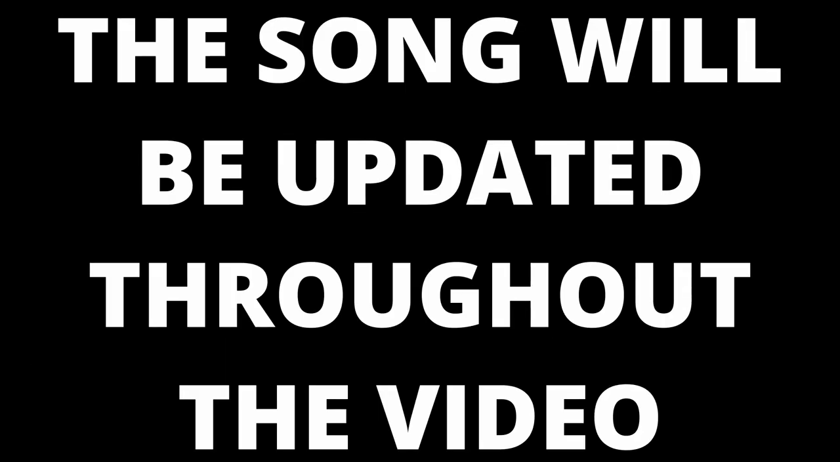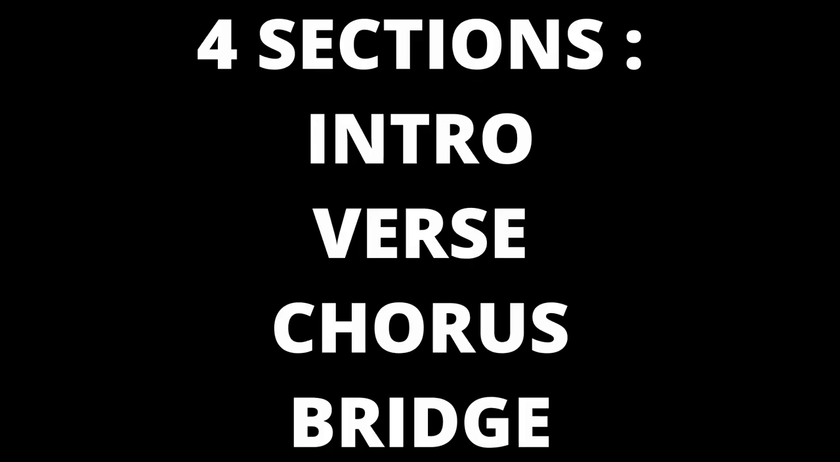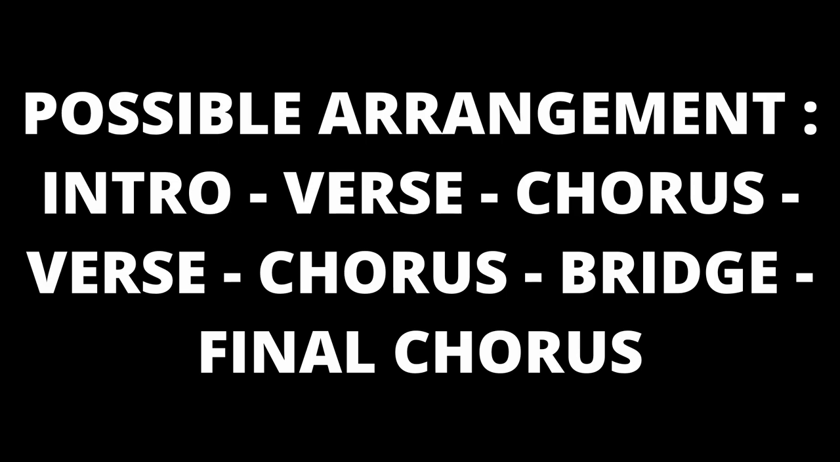The song will evolve as we go through this video using techniques that have been discussed to give you practical examples. It will have four sections: intro, verse, chorus, and bridge. We won't repeat the song sections once you've heard them each one in turn, but in a full song you would likely repeat sections. For example, you might arrange it as intro, verse, chorus, bridge, chorus.